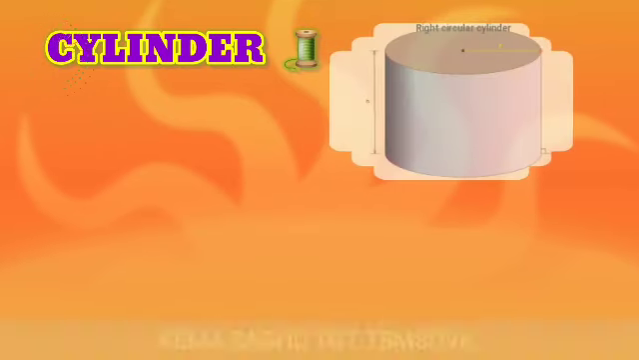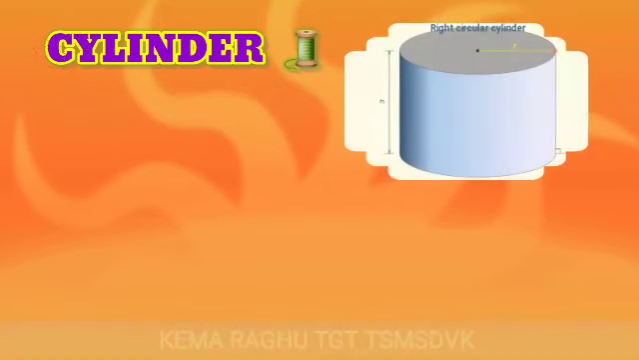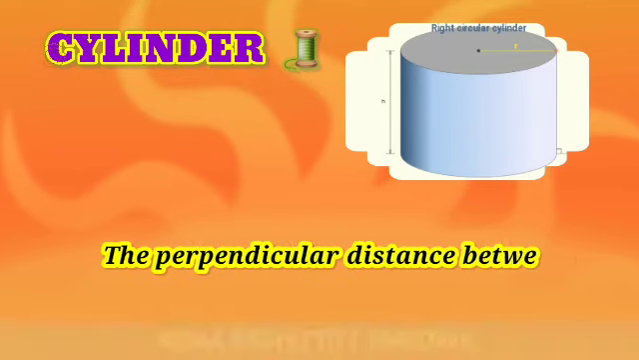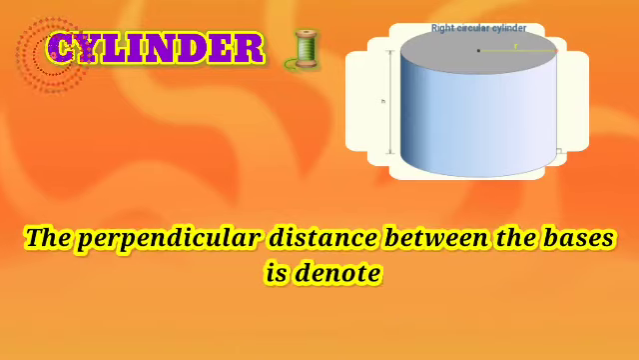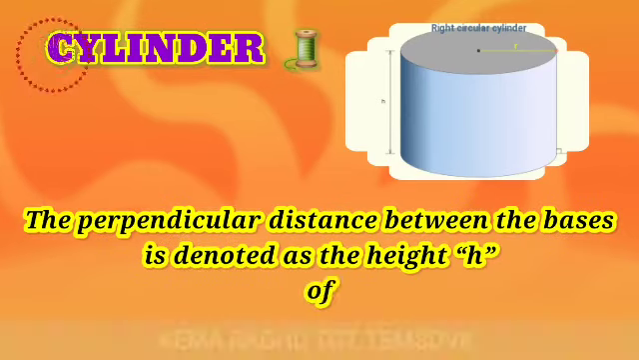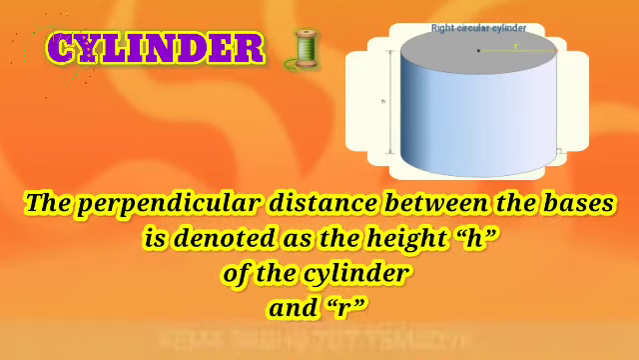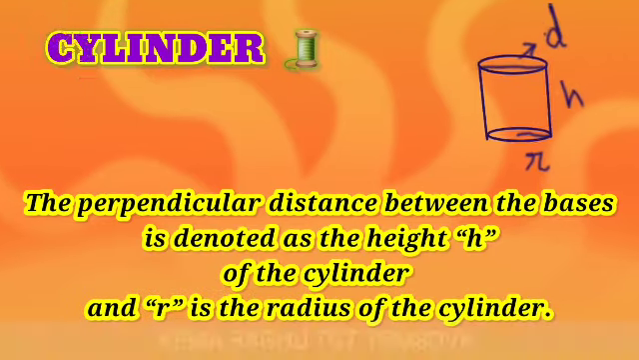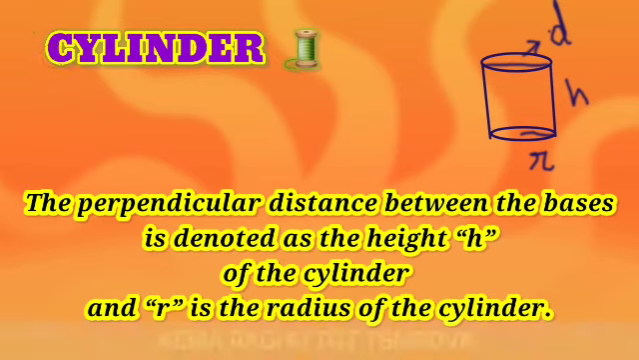Now, if you observe a cylinder, the perpendicular distance between the bases is denoted as the height h of a cylinder and r is the radius of a cylinder, that is the radius of a circular base.